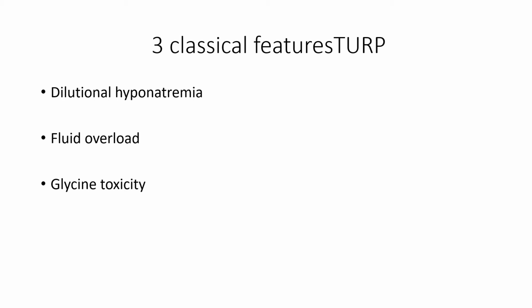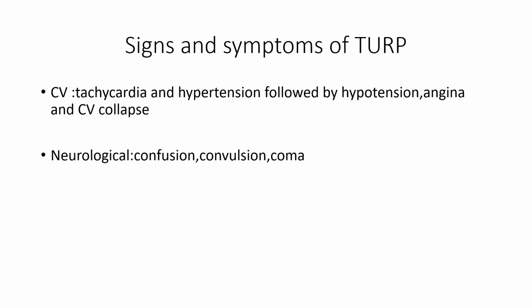Three classical features of TURP: dilutional hyponatremia, fluid overload, and glycine toxicity. The signs and symptoms of TURP are cardiovascular: tachycardia, hypertension, followed by hypotension, angina, and cardiovascular collapse. Neurologically, we get confusion, convulsions, and coma.